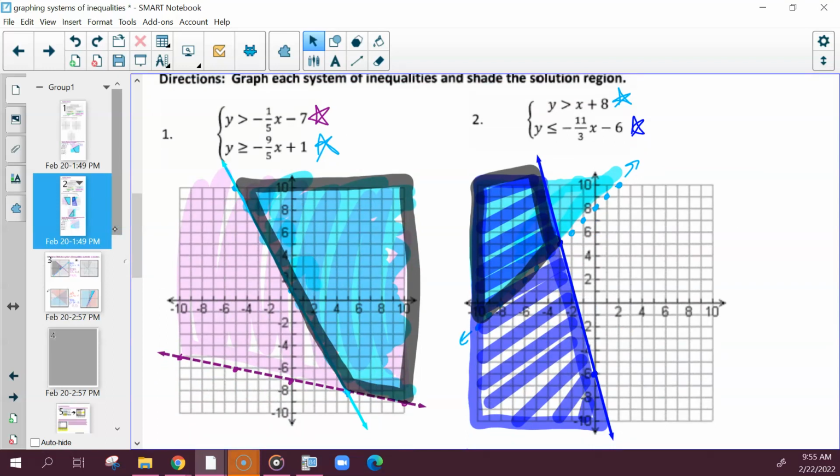Number 1 on the first page. The first one should have been a dashed line shaded above. The second one was a solid line shaded above. And this was the overlapping area. Questions on number 1?